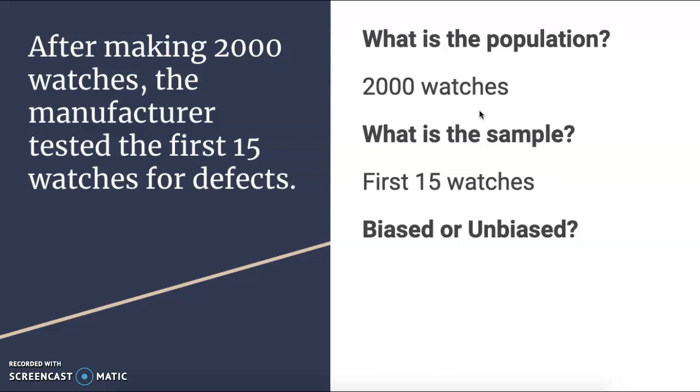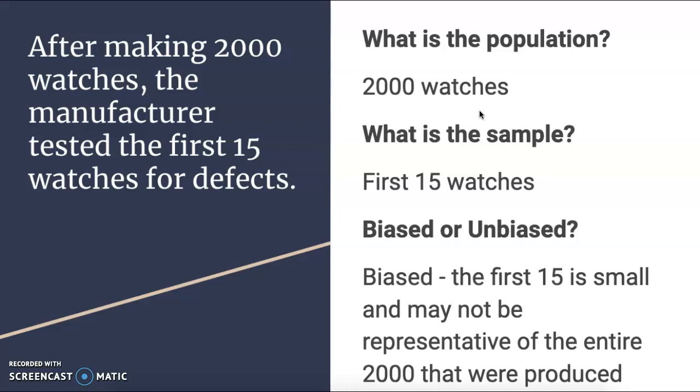Is that biased or unbiased? That's biased because they're only looking at the first 15 watches, so they didn't spread it out through the whole group of 2,000. And 15 is not that many. Right? 15 is really small when we're talking about 2,000 being produced. And so one of our points was that it needs to be large enough to represent the whole group. And 15 out of 2,000 is a little bit too small. We would want that to be closer to probably 100 for it to be a good representation.